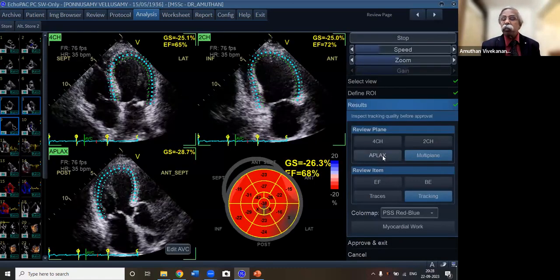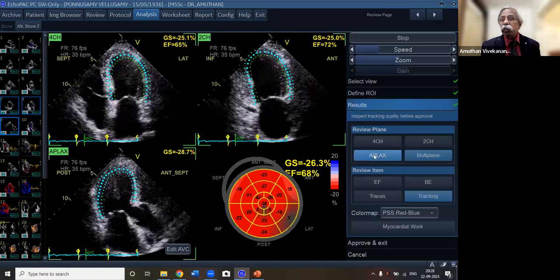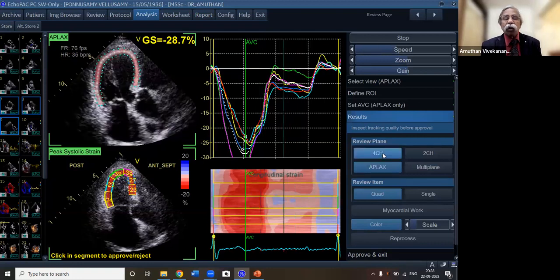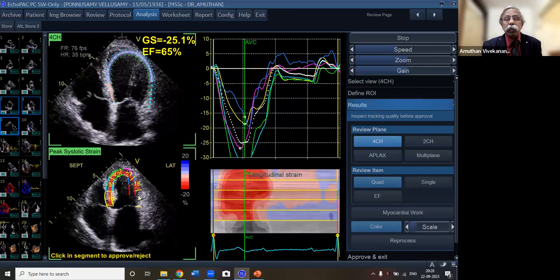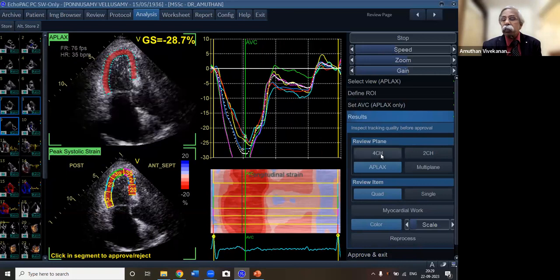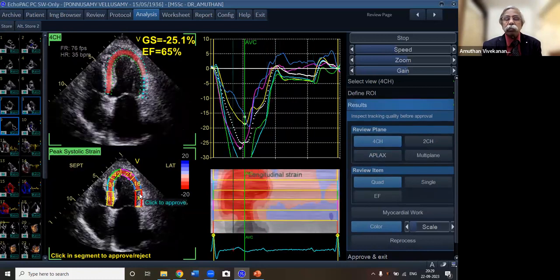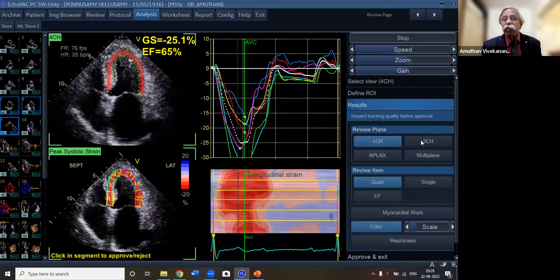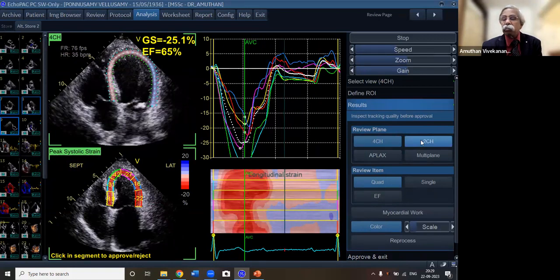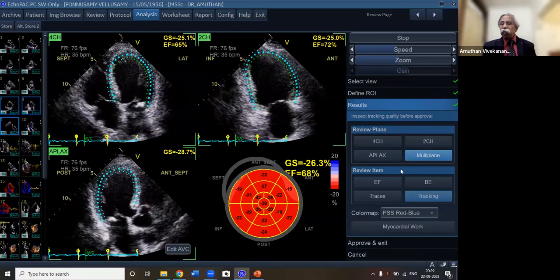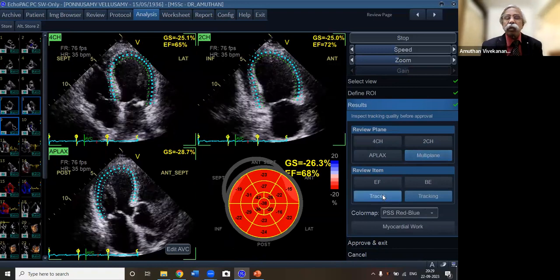So now you can go and see this apical 3-chamber view. Strain map is available. This is the 4-chamber view. And then you can check in the 2-chamber also. This is the 2-chamber I am checking. See that it takes only some time. So you have this, and you can have the traces also. This is the traces in all the views.